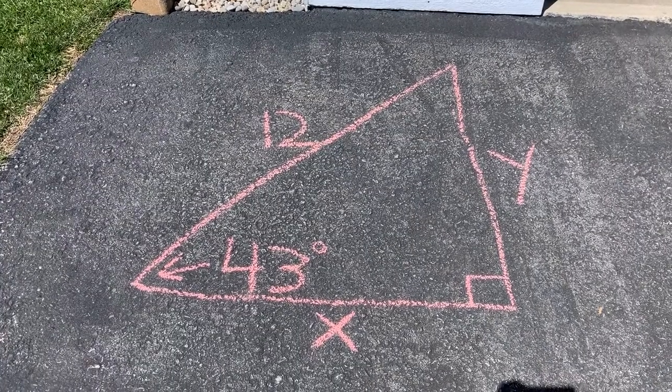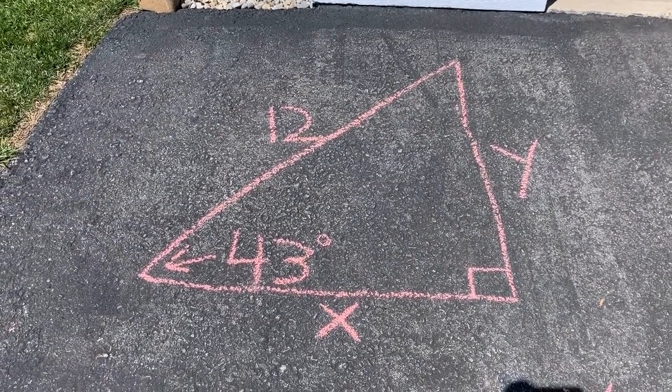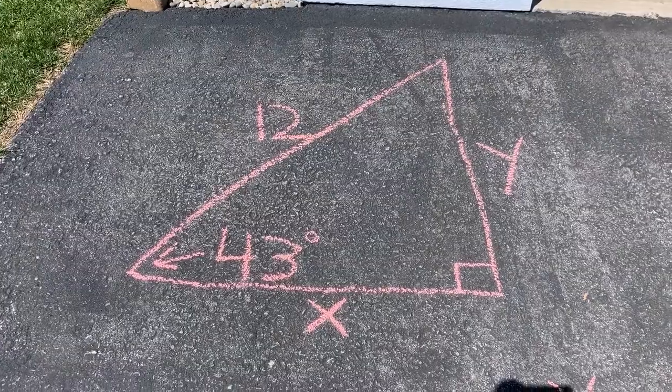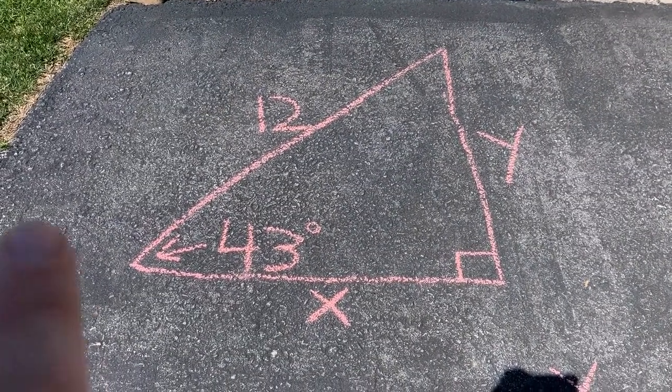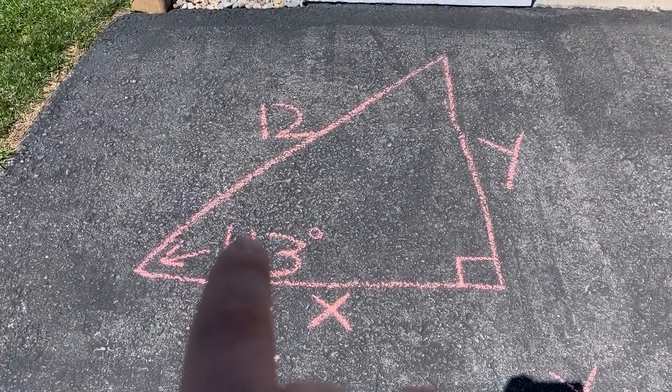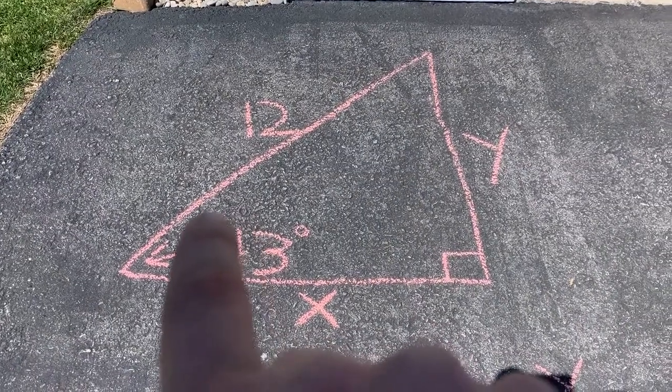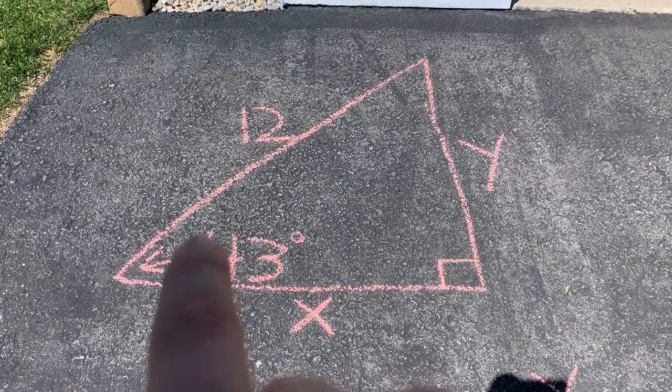So how exactly do we use sine, cosine, and tangent to solve for unknown problems in a right triangle? Well, your first key, folks, start with the angle. Always start at the angle they gave you. That's going to tell you whether or not you're using sine, cosine, or tangent.